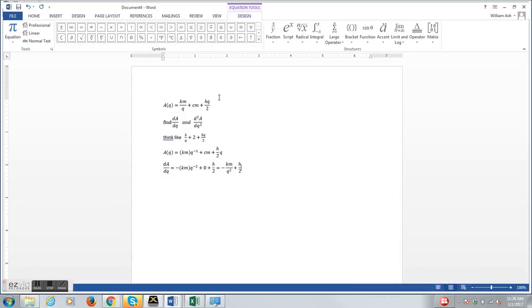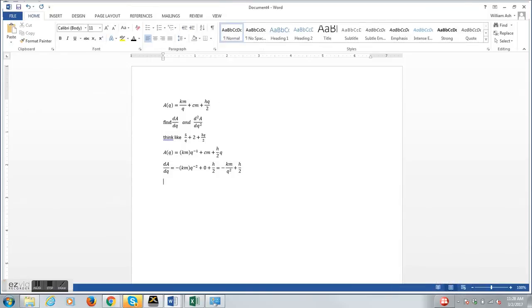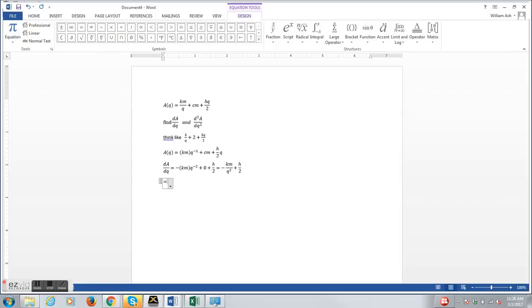If I want to take the second derivative, I'm just going to come right from this thing here, right? Let me just rewrite that again back into a form where I can take a derivative. So negative km q to the negative 2 plus h over 2.